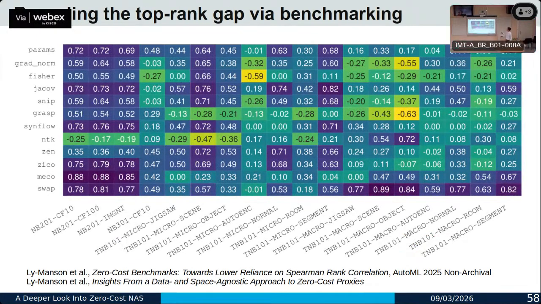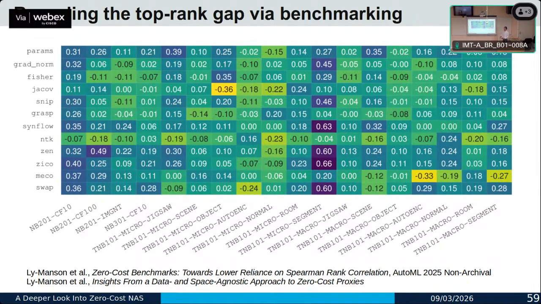So this is the same benchmark that I showed earlier, and this is one of the first things that we did when working with zero-cost proxies. We benchmarked all of the existing proxies and added the proxies that were state-of-the-art at that time that had not yet been fully benchmarked. And as we can see, it depends on the task, but sometimes zero-cost proxies can obtain respectable results in terms of Spearman correlation.